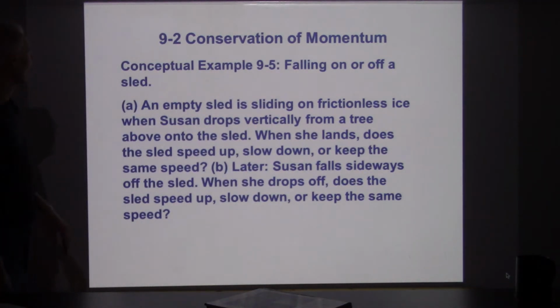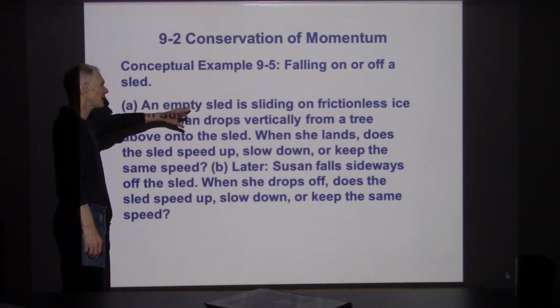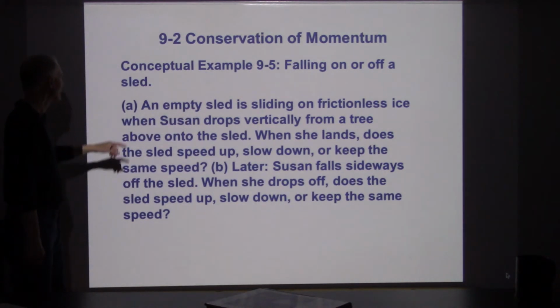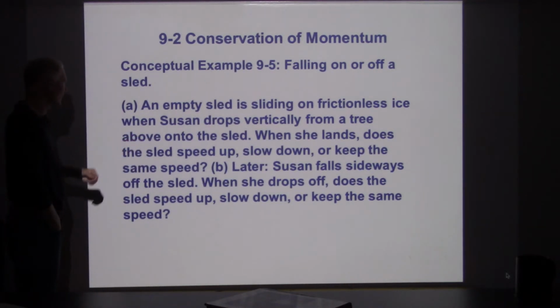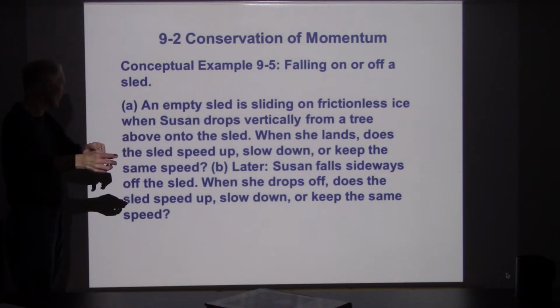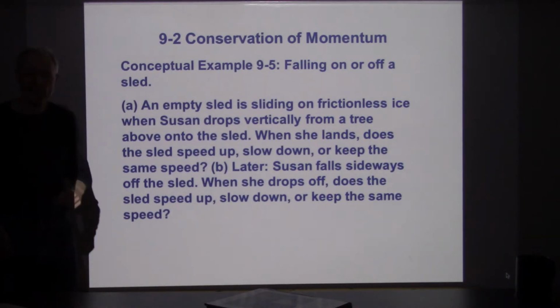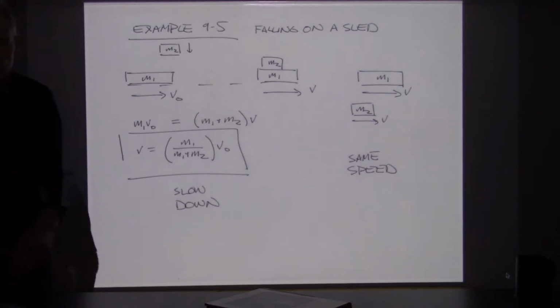All right, here's another interesting question. There's an empty sled sliding on frictionless ice. Susan drops vertically from a tree. When she lands, does the sled speed up, slow down, or keep the same speed? A little ways farther along, Susan rolls sideways off the sled. What happens to the speed of the sled then? So let's take a look and see.